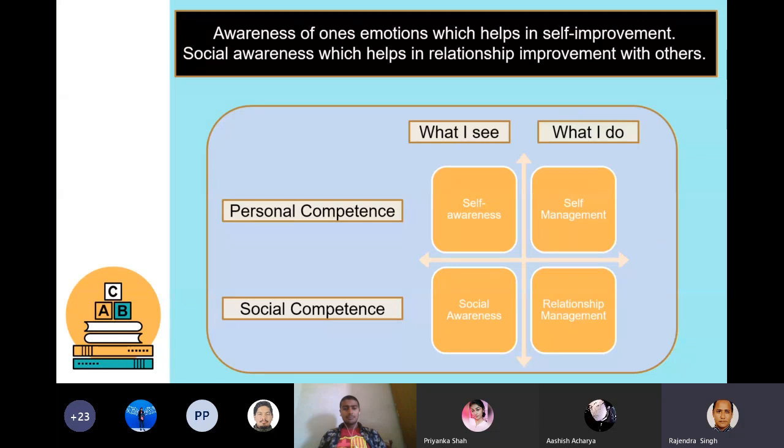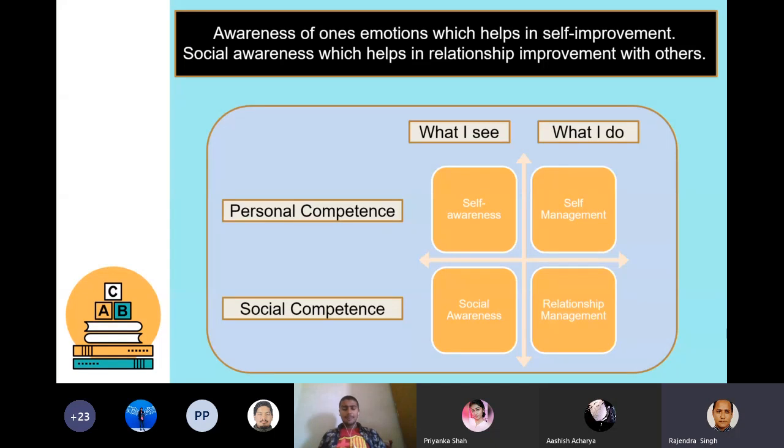Any feedback? Anyone has any question? So how does self-management improve our EI? If you are able to recognize or feel the emotion that's going on within you, then you're able to manage your emotions, right? So that's one aspect of emotional intelligence.